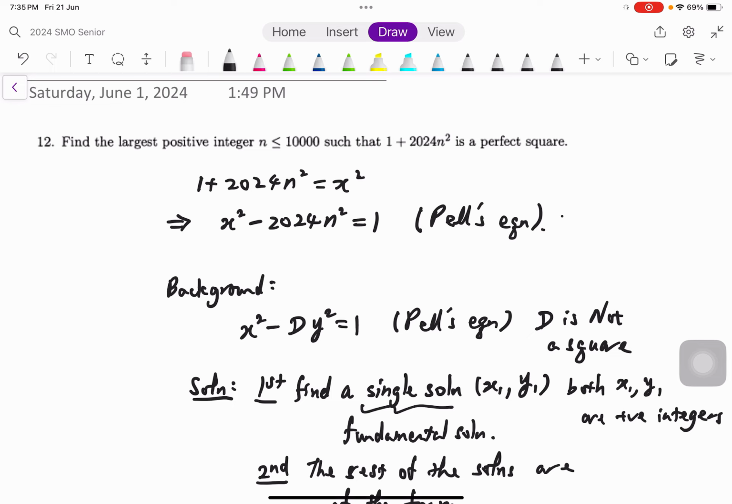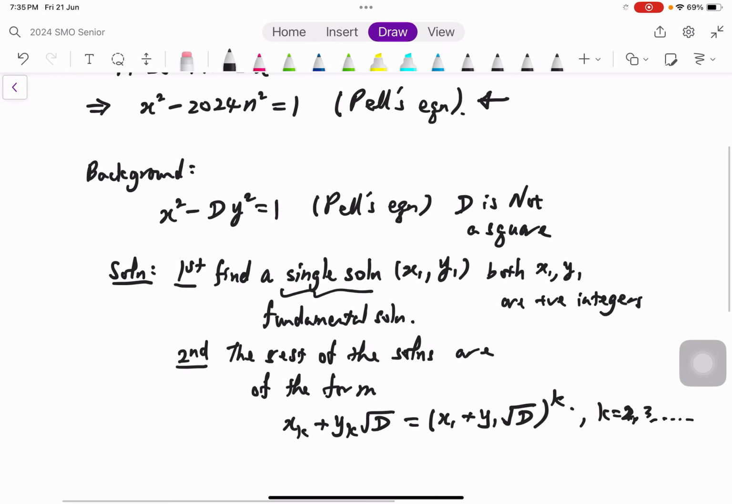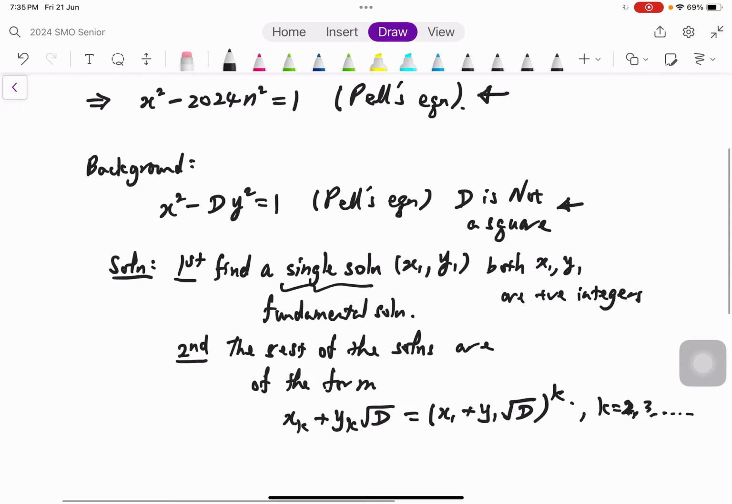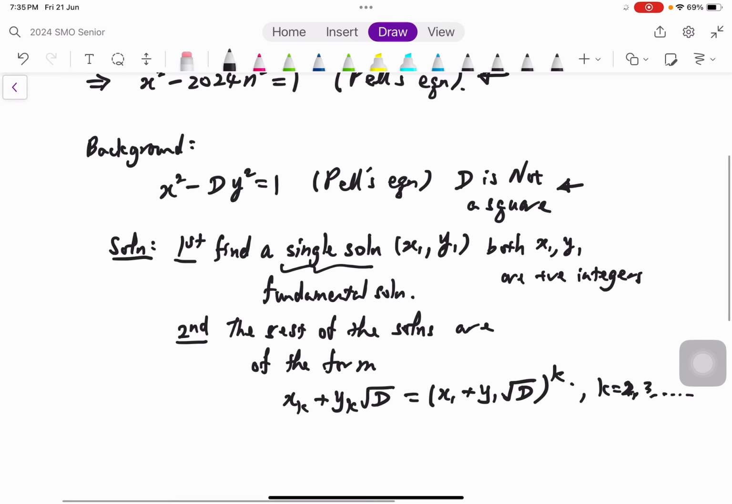Therefore, this is the Pell equation type. Okay, let me do a background of Pell equation. Pell equation is of the form x squared minus d y squared equal to 1, where d is not a square. Then how do you solve this type of equation? Or you can go and Google and understand the theory behind it.